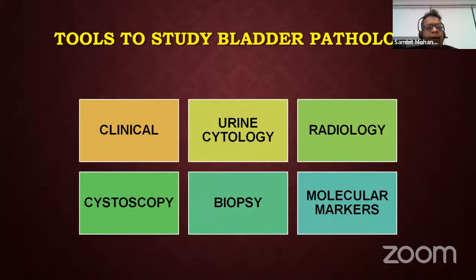Before we get into the pathology of the bladder or the urothelial tract, what are the various tools we have in our armamentarium to study bladder pathology? Clinically, most patients present with either a painless or a painful hematuria, or pyuria, or just a smoky urine. Urine cytology is the first tool. We do have various imaging techniques like radiology and CT scan; PET-CT doesn't really come in the initial workup. Then the cystoscopic evaluation is the most important thing, followed by a biopsy, and molecular markers are coming up. I'll talk about that in a little bit.